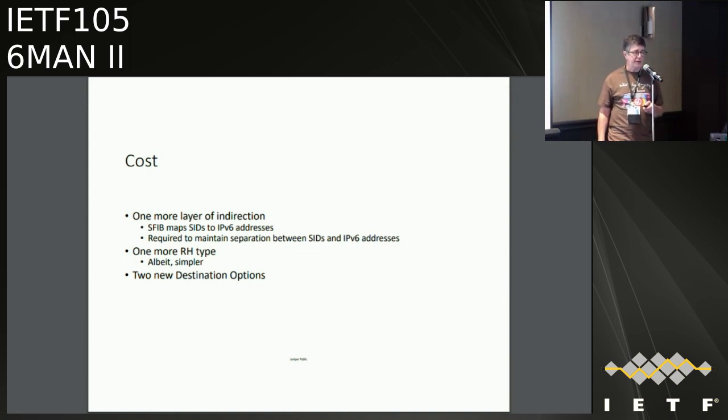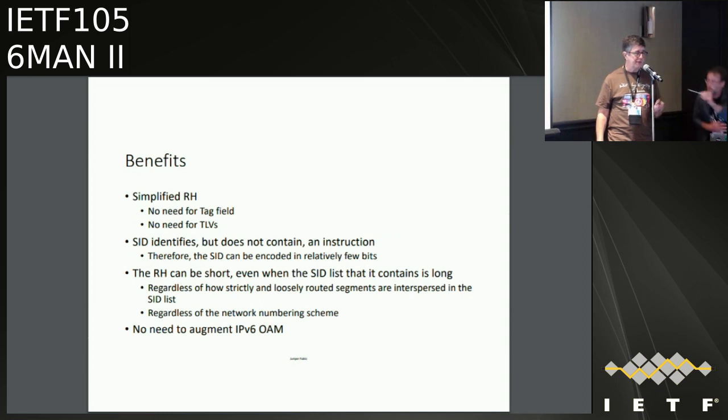We have one more routing header type, the CRH, albeit a simpler one. It has fewer fields than the SRH, and we have two new destination options: one to carry segment instructions, one to carry path instructions. Benefits: okay, half my time is up. We've already talked about the RH. It's simplified, no tag, no TLVs. The SID identifies an instruction. It does not contain an instruction, so it can be encoded in relatively few bits.